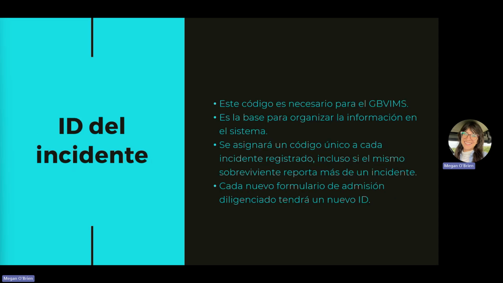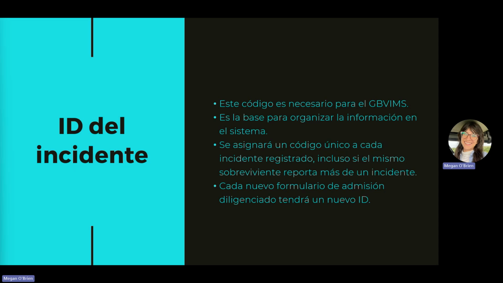Then you have the incident ID. Every incident has a unique incident ID. This code is required for the GBVIMS. It provides the basis for organizing information in the system. A unique code is assigned to every incident that's reported, even if the same survivor reports more than one incident. Each new intake form completed has a new incident ID.